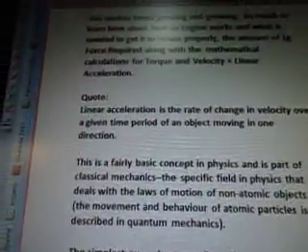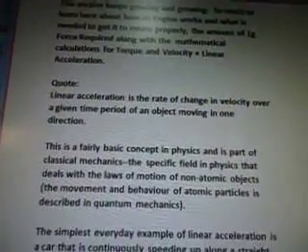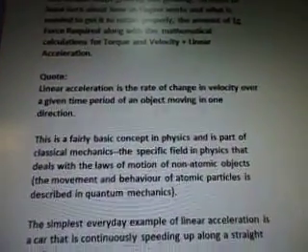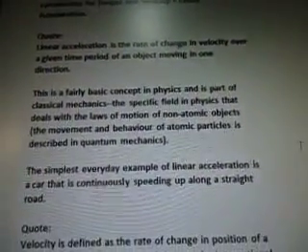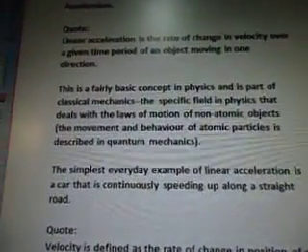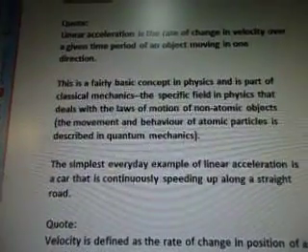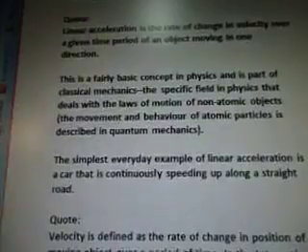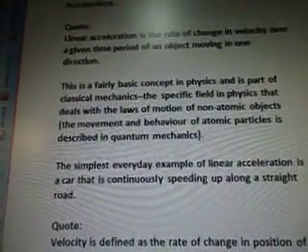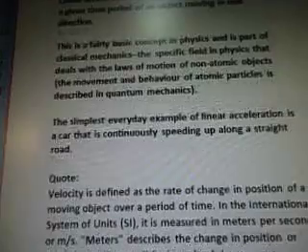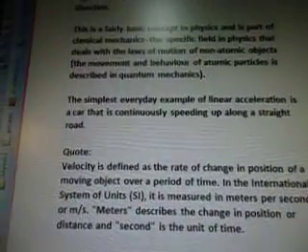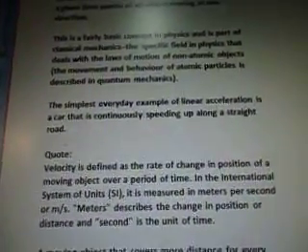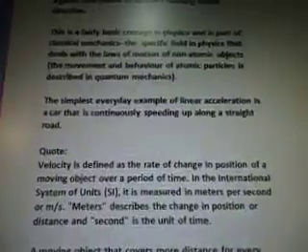Quote, linear acceleration is the rate of change in velocity over a given time period of an object moving in one direction. This is a fairly basic concept in physics and is part of classical mechanics. The specific field in physics that deals with the laws of motion of non-atomic objects is classical mechanics; the movement and behavior of atomic particles is described in quantum mechanics. The simplest everyday example of linear acceleration is a car that is continuously speeding up along a straight road. There we have a race car.